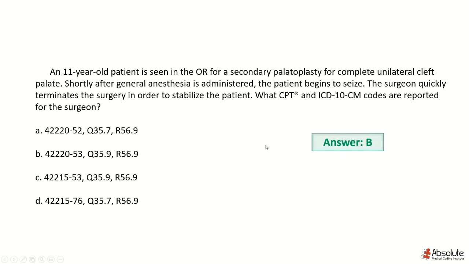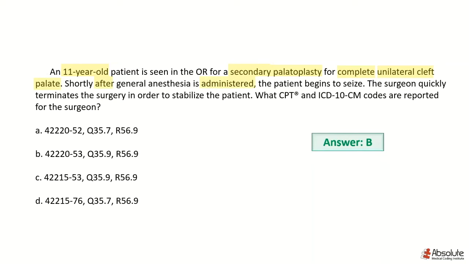Okay, so the answer is B. All right, so let's take a look at how most of you got here. Some of you that were teetering with a little bit of a nudge, you got there. All right, so I'm going to help you get clear. Again, we are back to these modifiers, right? All right, so we've got this 11-year-old. They've had a secondary palatoplasty, complete unilateral cleft palate.